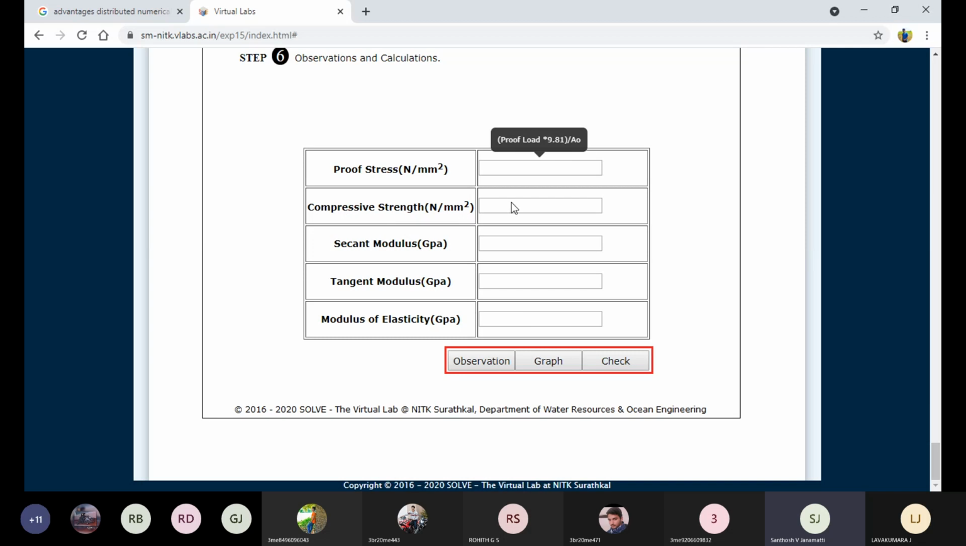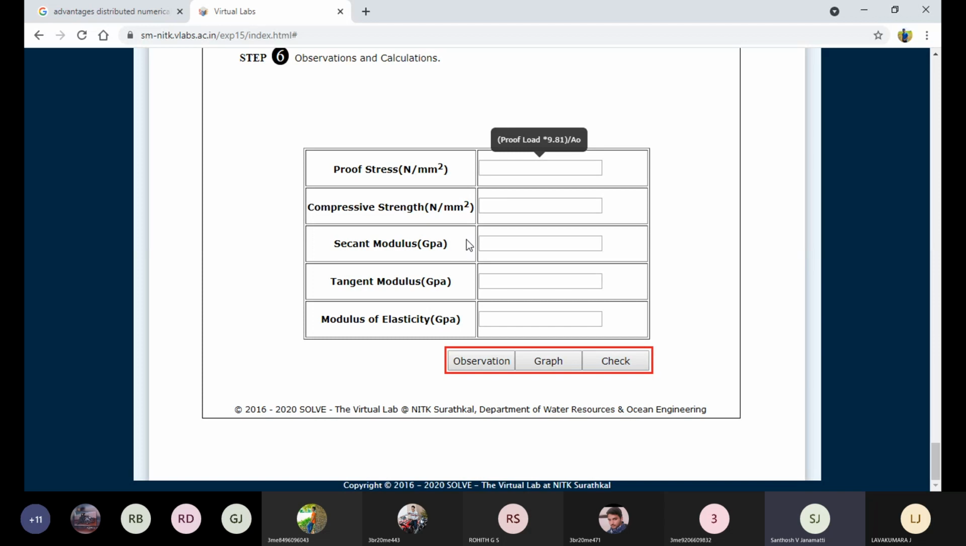We need to calculate the compression strength, and also the percentage of reduction in length and the percentage of increase in cross-sectional area. How much the length decreases in percentage, and as a result how much the cross-sectional area increases in percentage, we need to calculate. You already know percentage of elongation. Here it is not reduction in area, but increase in area, and reduction in length.